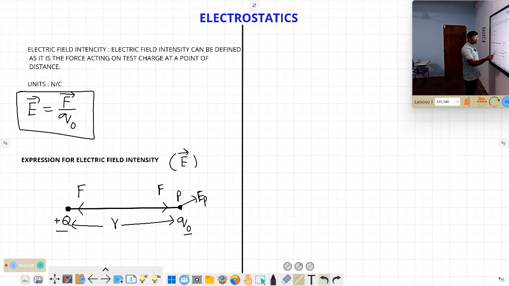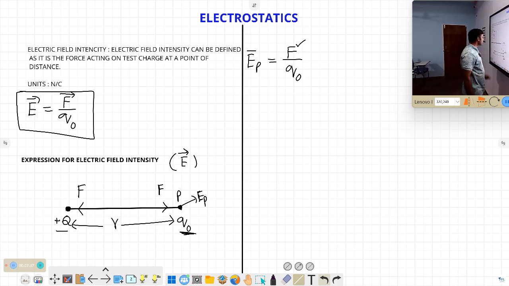The distance of Q naught from the source charge is R. Now what is the electric field intensity at that point P? In terms of magnitude we will discuss first, and later convert it into vector form. So the electric field intensity at that point, as per the statement, is the force acting per unit test charge. At that point, how much force is acting on the test charge, that much electric field intensity is there, that we can define. Now what is this F here?